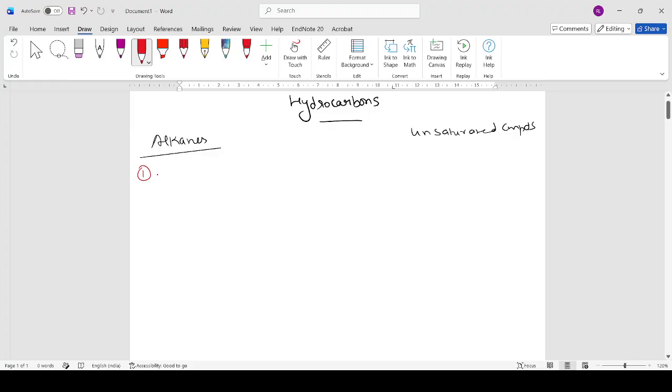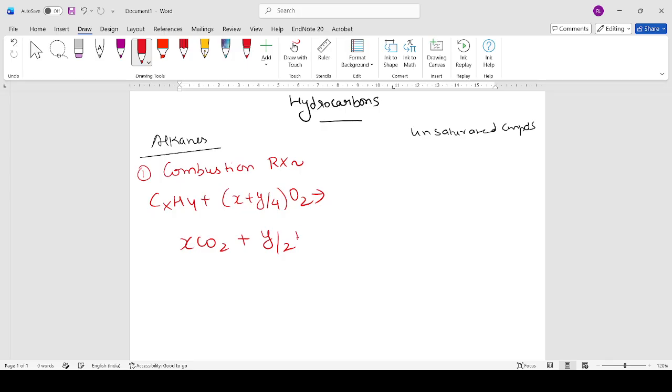Right, from the alkanes, the first type of reaction that we have for alkanes is the combustion reaction, where you have CxHy plus (x + y/4) moles of oxygen to give you x moles of CO2 plus y/2 moles of H2O. Any organic compound generally provides you this combustion reaction. It could be any organic compound, alcohol, ethers, phenols, anything. If carbon is there, definitely it will undergo combustion reaction.